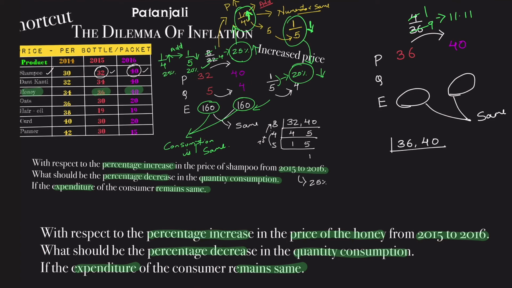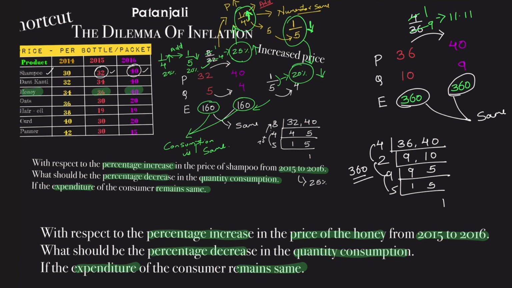Expenditure remains the same. So let's take the LCM of 36 and 40, which comes out to be 9 into 5, 45 into 2, 90 into 4, 360. Which means my salary, I'm assuming it to be 360. Now what number multiplied by 36 gives you 360? It has to be 10. So 36 into 10 and 40 into 9. Which means what? Earlier I was getting 10 bottles of honey when the price of the honey was 36. Now I am getting 9 bottles of honey when the price has increased to 40.